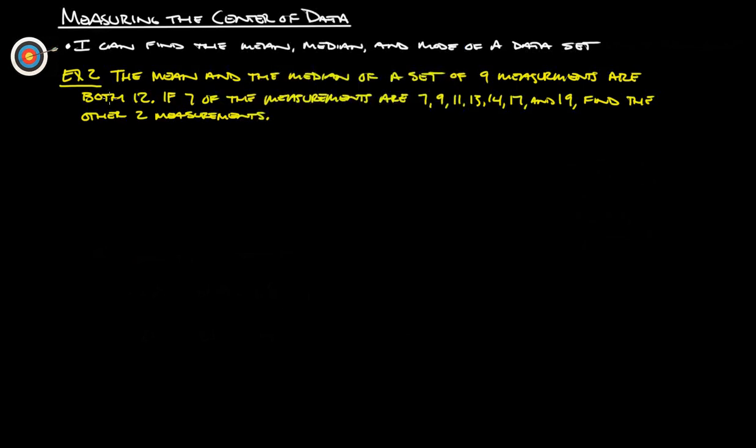Okay, example 2. The mean and the median of a set of 9 measurements are both 12. Both the mean and the median are both 12. If 7 of the measurements are these here, find the other 2 measurements.